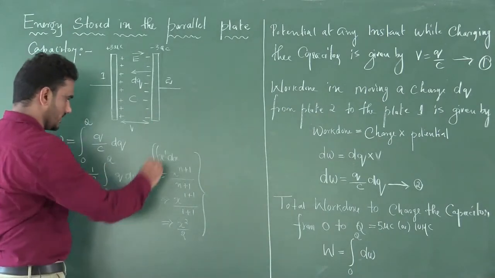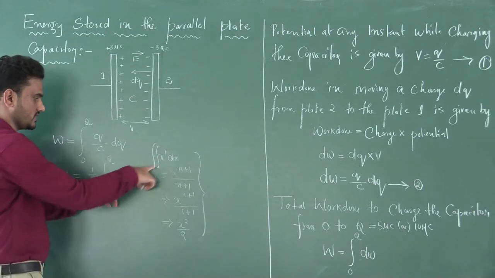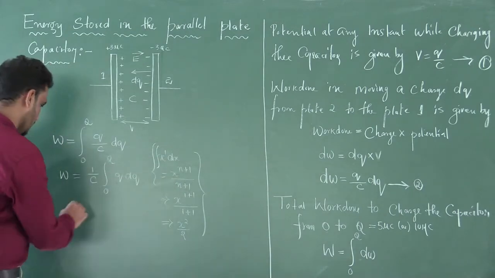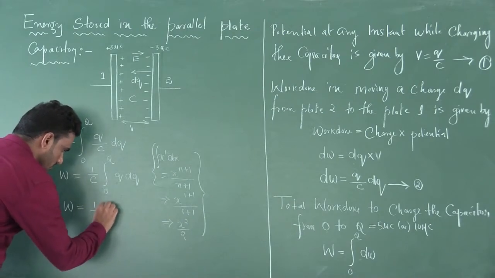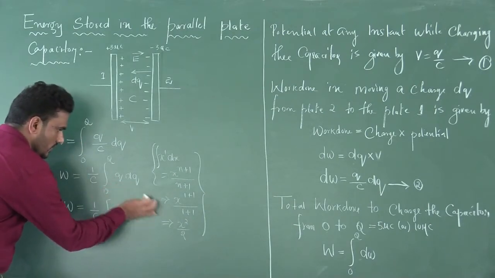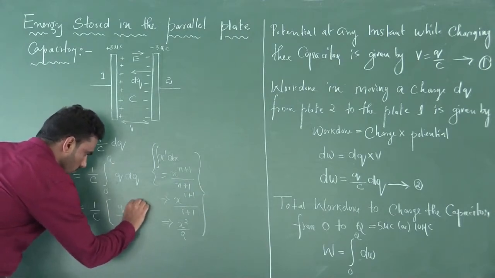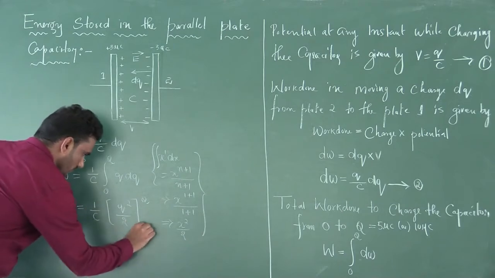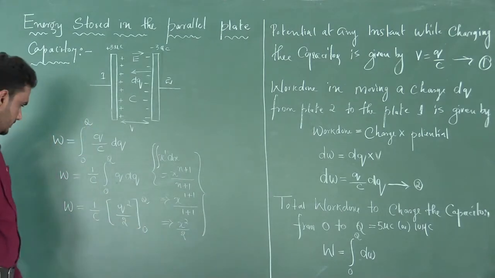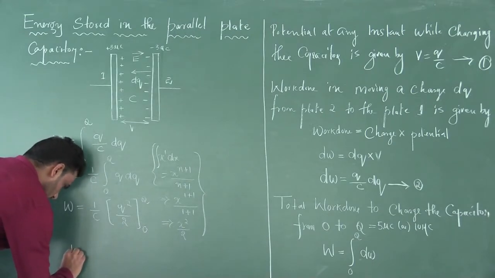But in the place of x, what do we have? Q. In the place of dx, what do we have? dQ. Then what you will get? W is equal to 1 over C, and Q into dQ integrates to Q square divided by 2. What is the upper limit? Q. What is the lower limit? 0. Now I'll apply the integration rule.